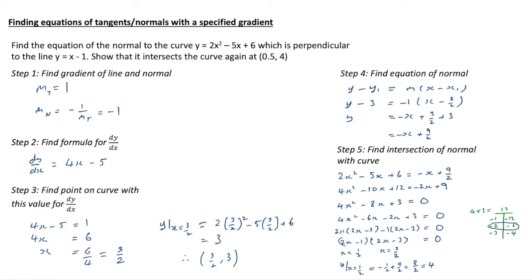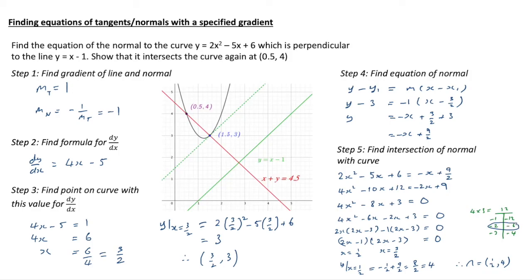Just incidentally, with the factorization, we could have done it by recognizing that 3 over 2 must be a solution, because it's one of the intersections of the normal with the curve. That would have given us the term 2x minus 3 is 0, and that would have then allowed us to factorize perhaps a little quicker. Anyway, we have now shown that the intersection is indeed the point a half, 4.